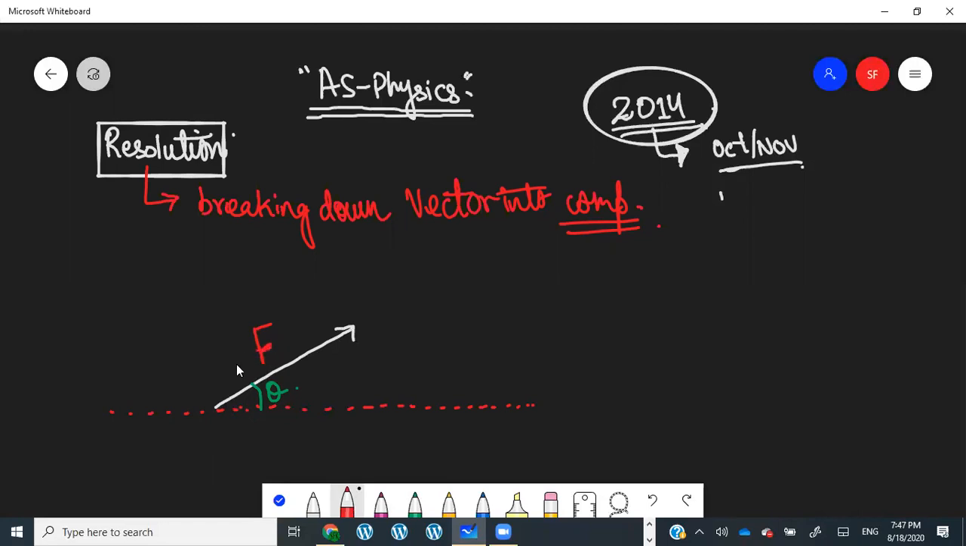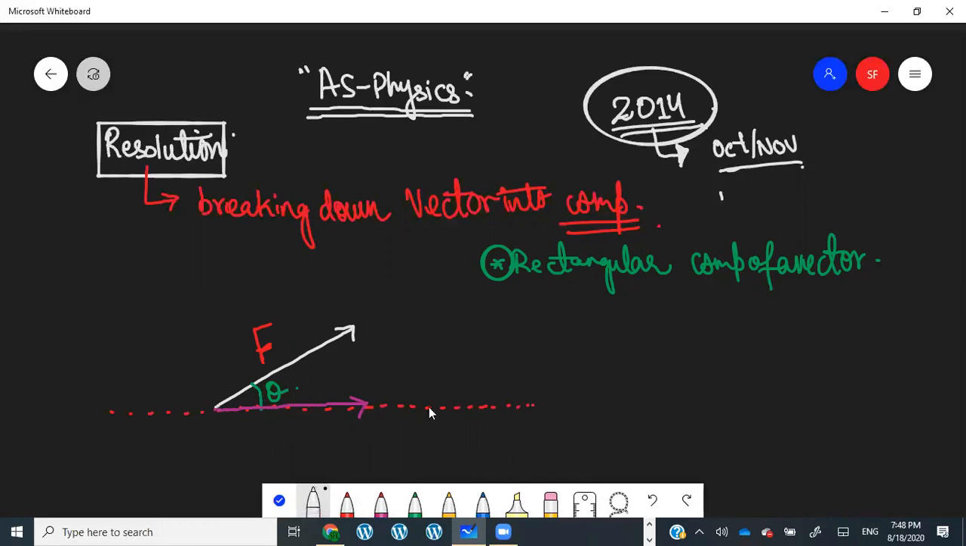Now, remember one thing, the vector can be divided into two components, two perpendicular components. These are called the rectangular components of a vector, okay? And you'll get in a while why it is called rectangular. So basically, there are two components, and the first one is the horizontal component, which is right adjacent to the angle theta and right parallel to the horizontal ground.